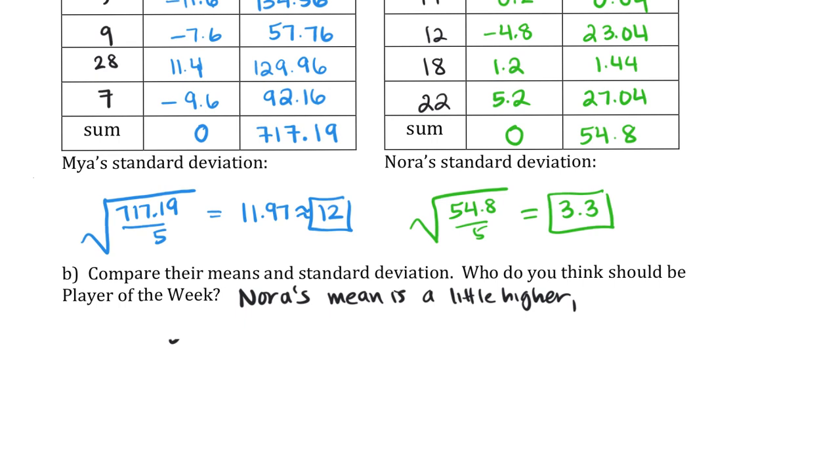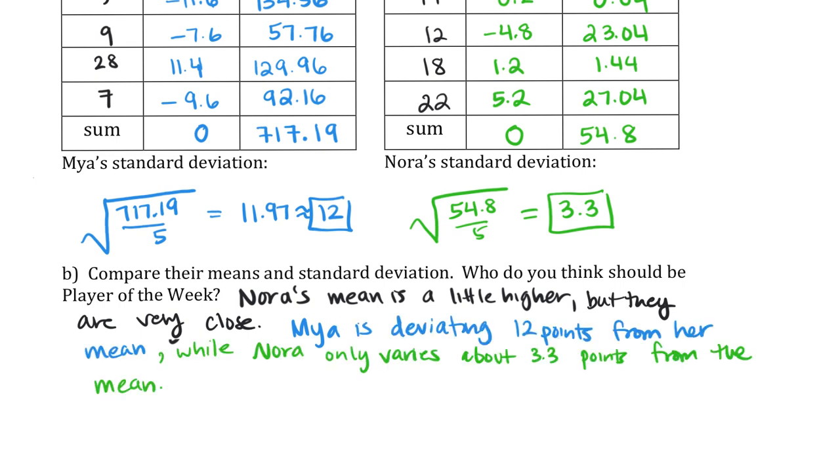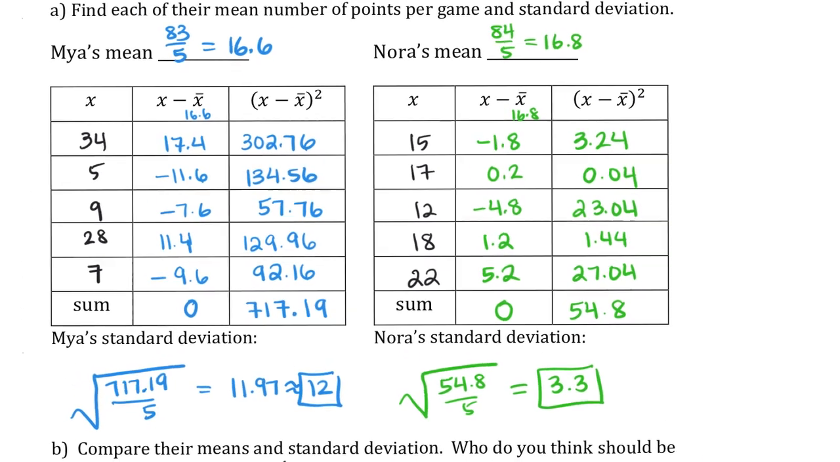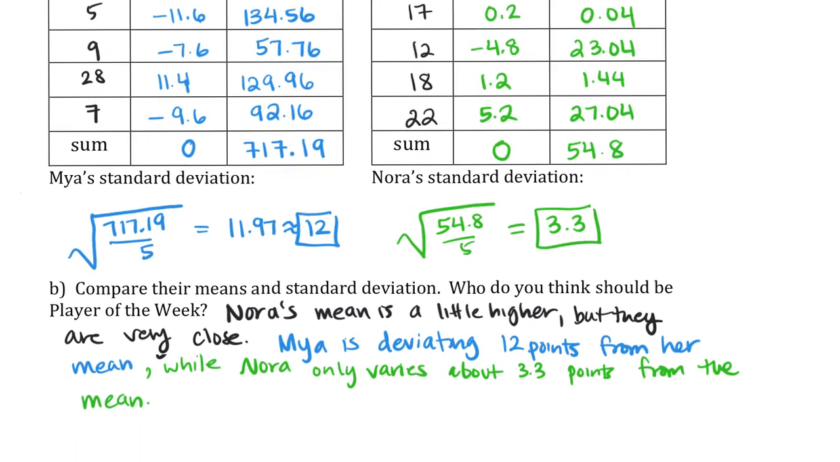Okay, now for their standard deviation, Maya's standard deviation is 12 and Nora's is 3.3. So those are quite different because when you're only averaging 16.8 or 17 points, Maya's deviation is 12 from her mean. So I wrote, while Maya is deviating 12 points from her mean, Nora only varies about 3.3 points from the mean. They both had about the same mean, 16.6, 16.8, that's still about the same thing.